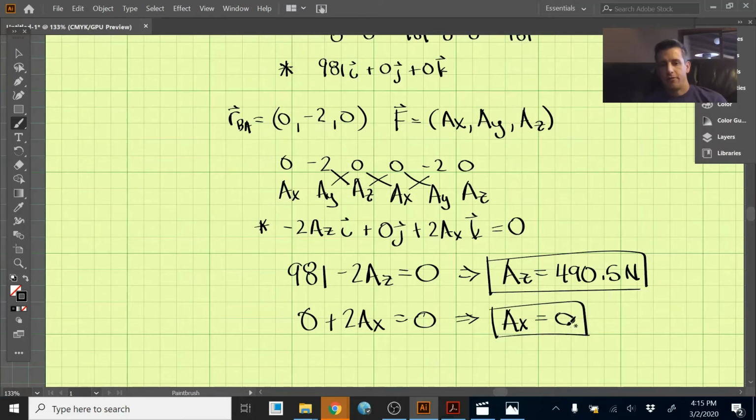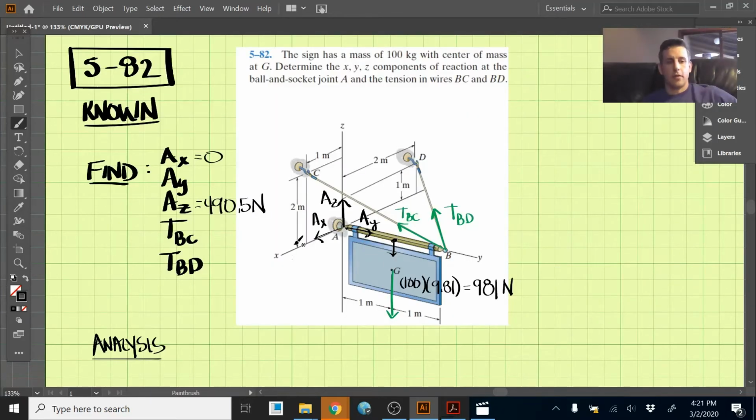We cannot solve for AY yet, and that will come in the second part of the problem. Okay, for the second part of 582, in the first part we already solved that AX is equal to 0 and AZ equals 490.5 newtons. And so we have three unknowns left that we need to solve for: AY and the tension in both of these cables. Okay, so since we're using IJK components in this problem, let's work on transforming these tensions here into IJK components.